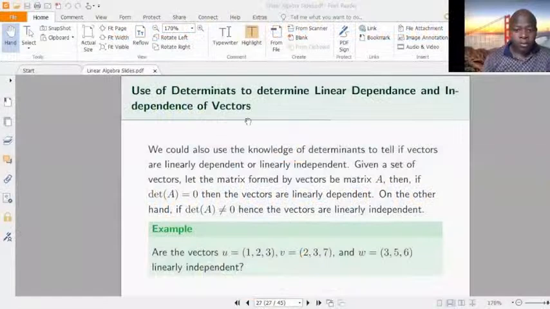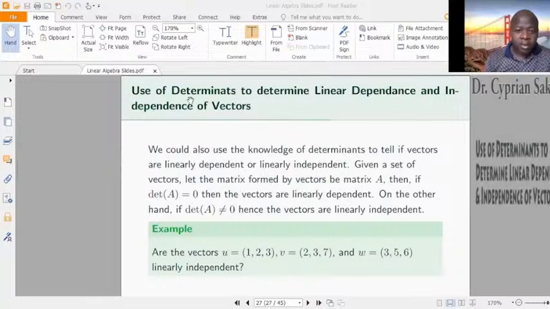Welcome to my channel. Want to see how to determine if vectors are linearly dependent or linearly independent using determinants. So that's what I want us to look at in this video.